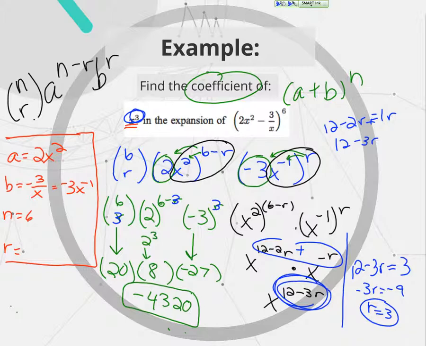Now you might have some that say, like last time, find the term. If the directions said term, you would just keep that x^3 as part of your answer. Like if it says term, we know term is the whole thing. If it says coefficient, we know coefficient's the number in front. So keep that in mind.